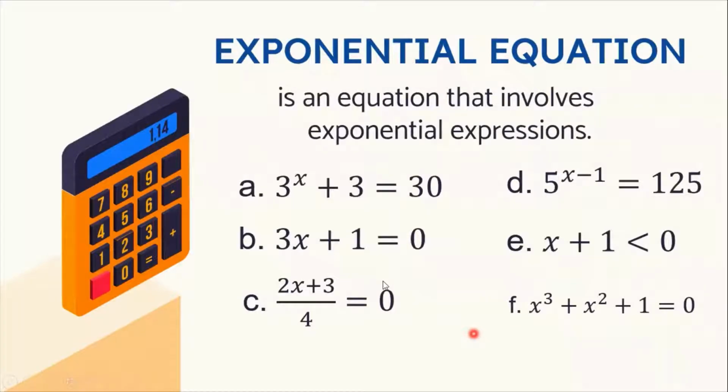Among these six, only A and D are examples of an exponential equation since they involve a variable as an exponent. Letter B is an example of a linear equation. Letter C is an example of a rational equation. Letter E is an example of an inequality. And letter F is an example of a polynomial equation.